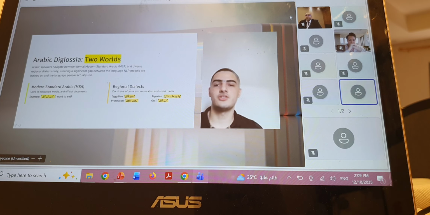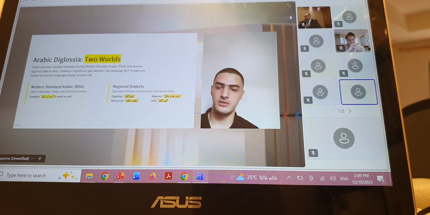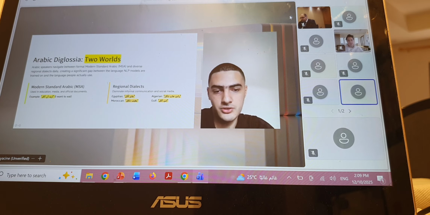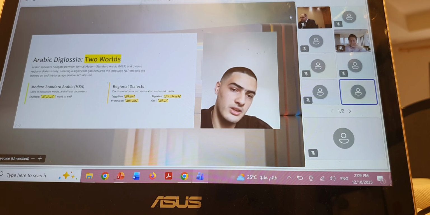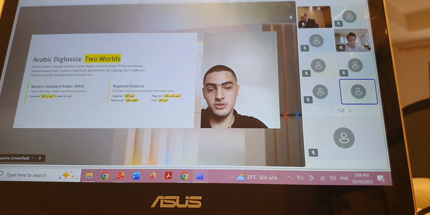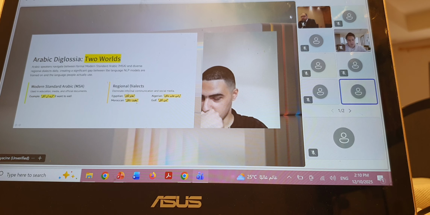When it comes to Arabic, we have essentially two different worlds. We have Modern Standard Arabic, which is the written Arabic used in education, media, and official documents, and the spoken Arabic, which are the regional dialects that differ from one region to the other. One example could be the sentence "I want to eat," أريد أن آكل. In Algerian it would be راني حاب ناكل, in Egyptian it would be عايز آكل, in Moroccan it would be بغيت ناكل, and in Gulf it would be أبي آكل. So they are all translations of the same sentence, I want to eat.